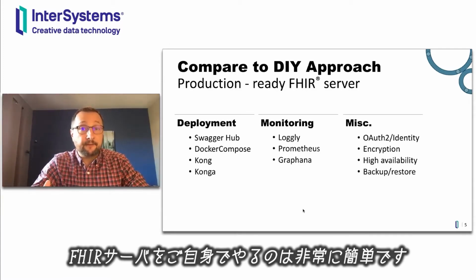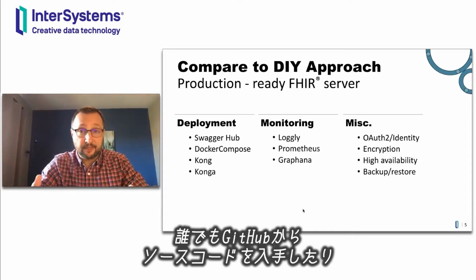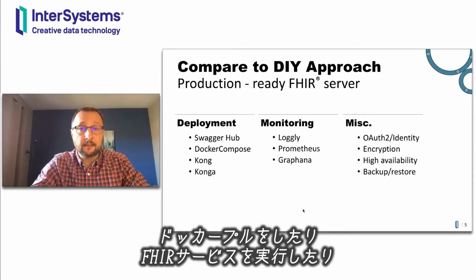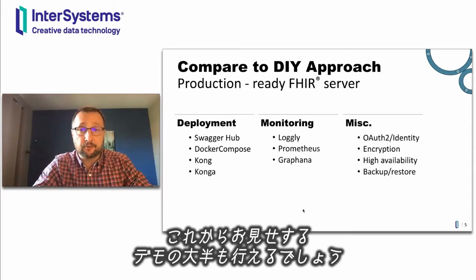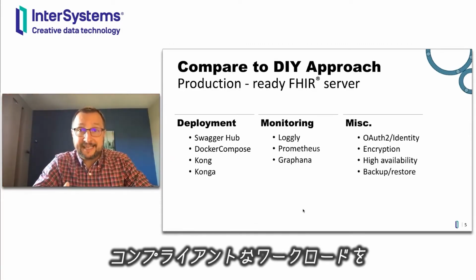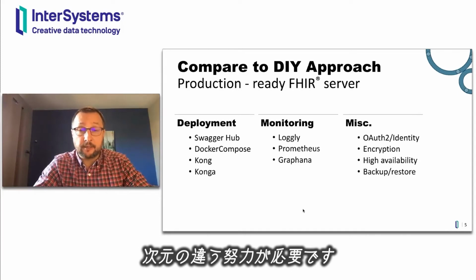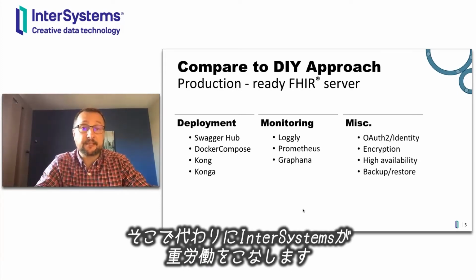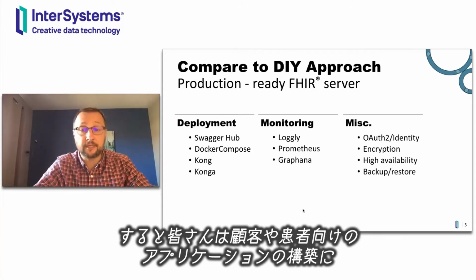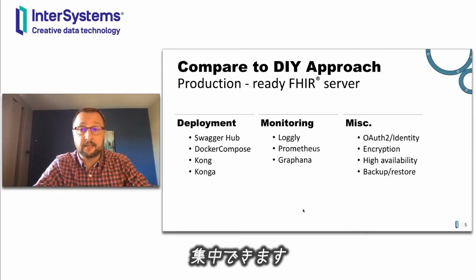just doing a FHIR server yourself is fairly easy. Everybody can get the source code from GitHub or do a Docker pull and run some FHIR servers and probably do most of the demo that I'm about to do on your own. Getting that to the level where you can run production, secure, compliant workloads, it's a whole other level of effort. And InterSystems is taking care of all this non-differentiating heavy lifting for you, so you can concentrate on building and running applications for your customers, patients, partners, and so on.